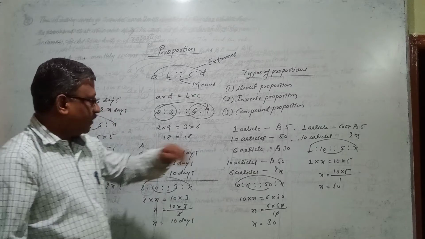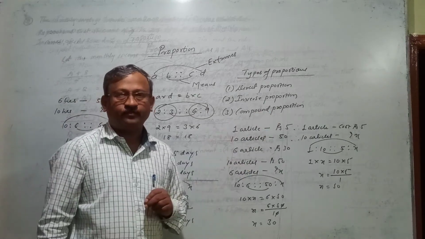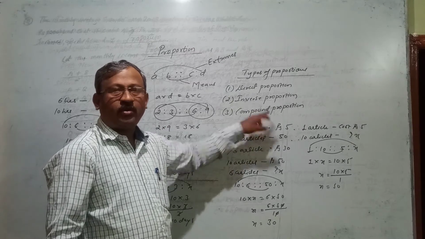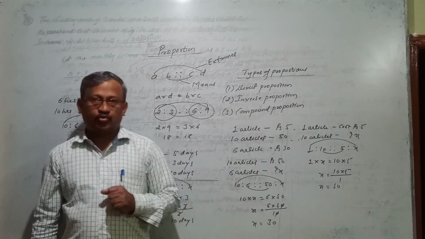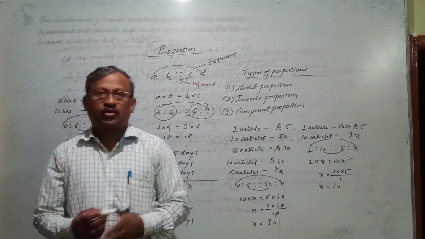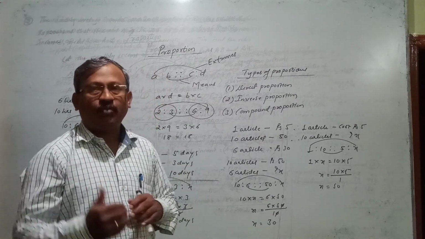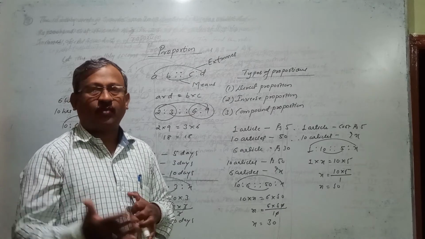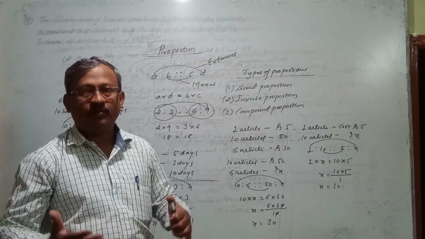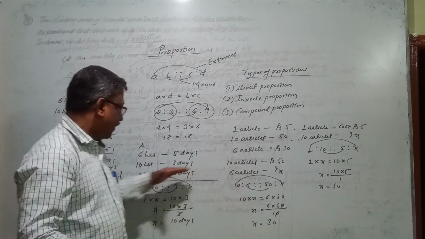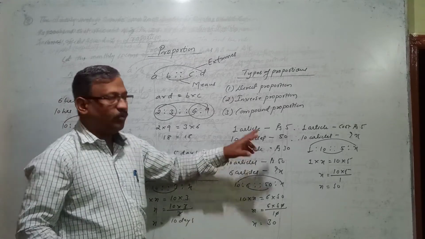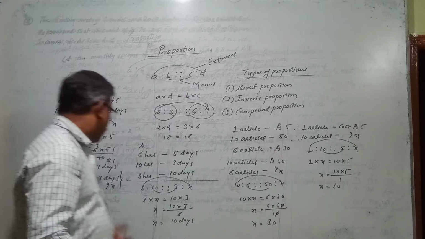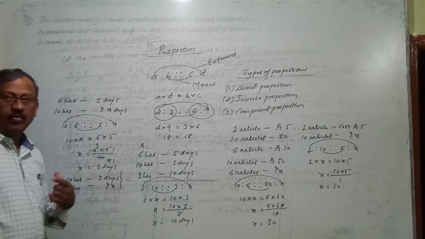And the last one is compound proportion. Maximum sums you will get on compound proportion. So what does compound proportion mean? When there are more than two ratios, then the proportion is said to be compound proportion. In these two examples we have seen only two ratios: number of articles and the cost, or number of hours and the number of days.